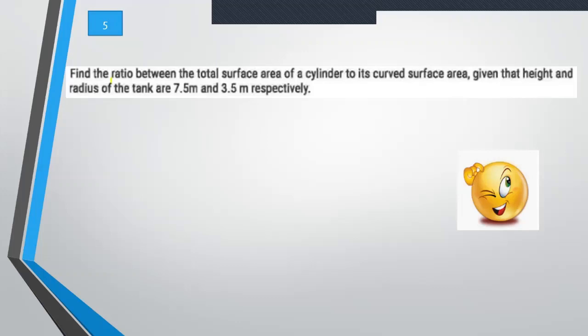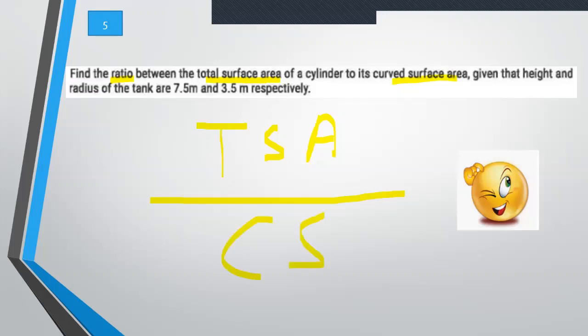Moving ahead, find the ratio. Now be careful. We are working on ratio sums. Find the ratio between the TSA, total surface area of a cylinder, to its curved surface area. So basically what we have to find is TSA divided by curved surface area. If you understand the catch, you're done. Given that height is 7.5 and radius is 3.5. Please do not find the complete answer of TSA and CSA, because two pi's get cancelled off in the numerator and denominator.